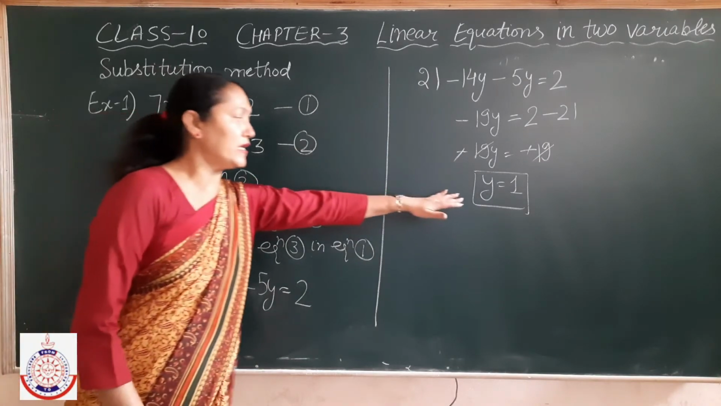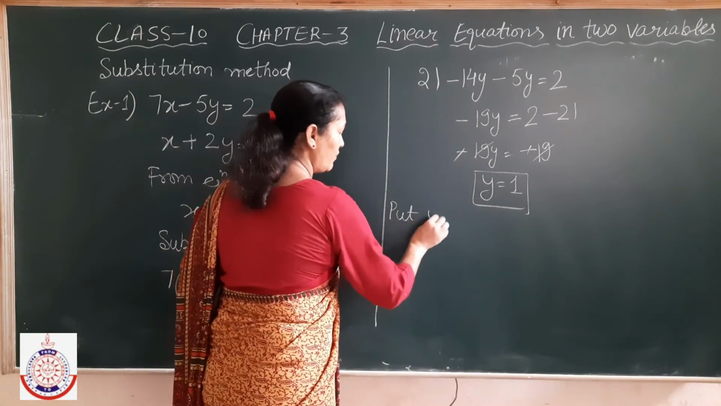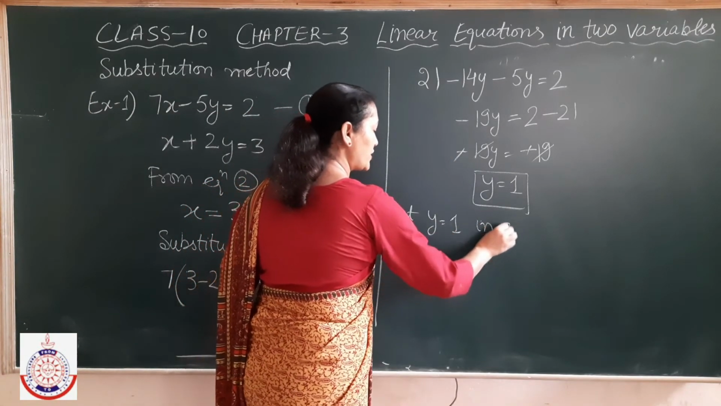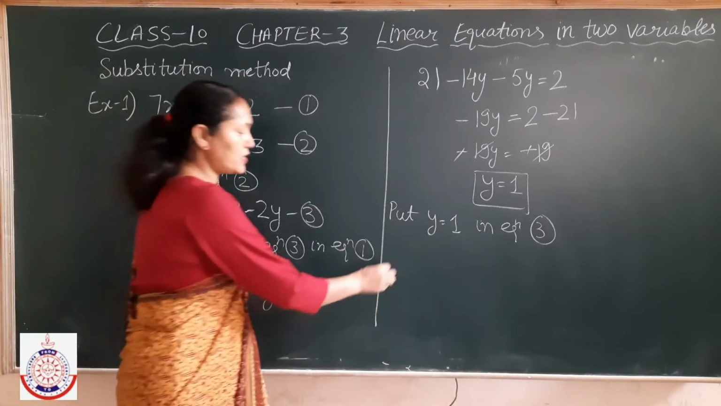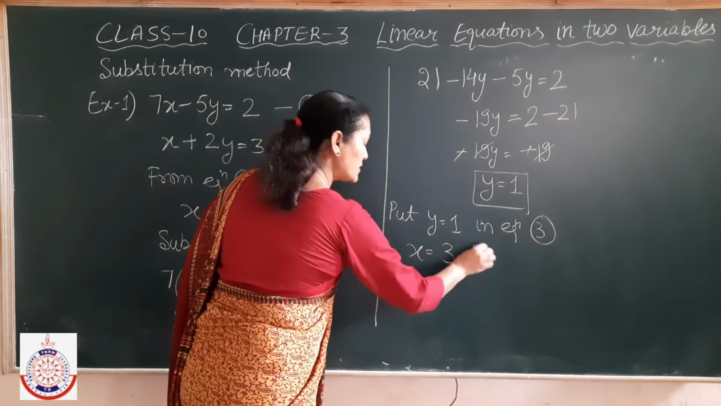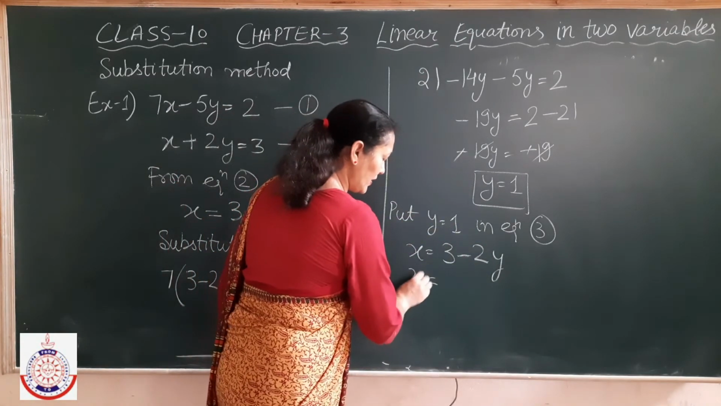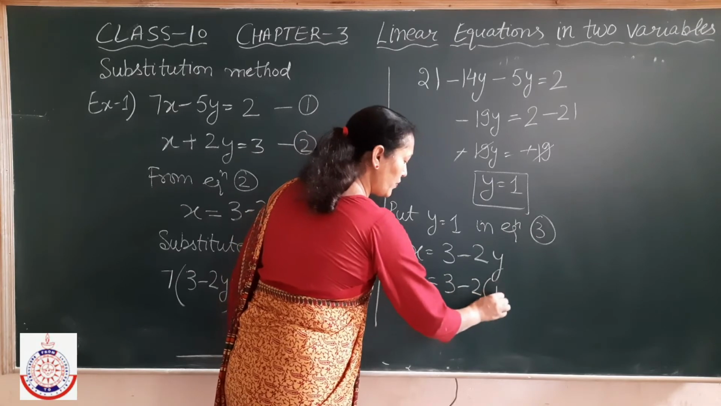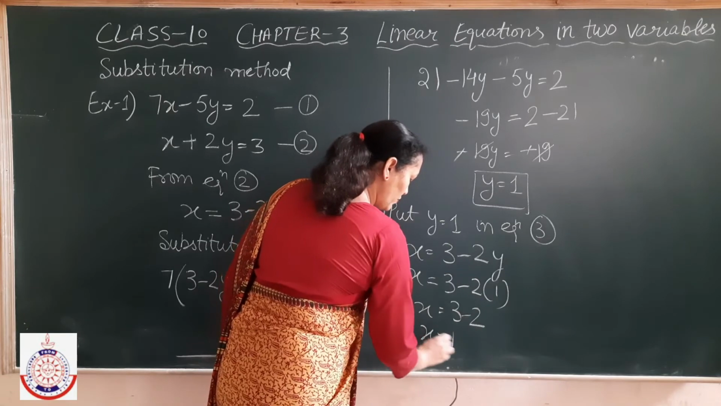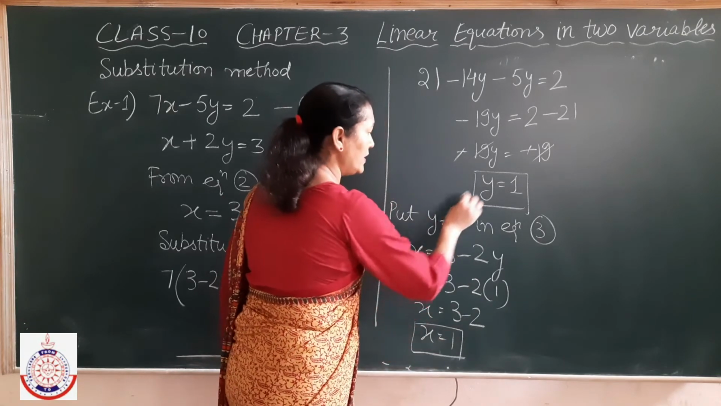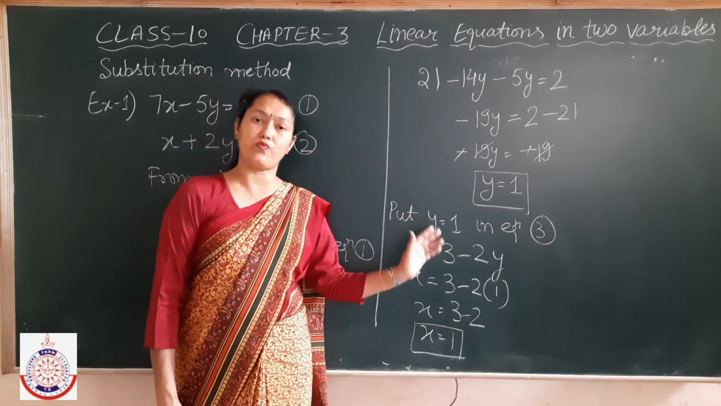Now we substitute this value of y in equation number 3. Putting y equals 1 in equation number 3, we have x equals 3 minus 2y. Substituting y as 1, x equals 3 minus 2 into 1, so x equals 3 minus 2, so x equals 1. So using the substitution method, we have obtained the value of x as 1 and y as 1.